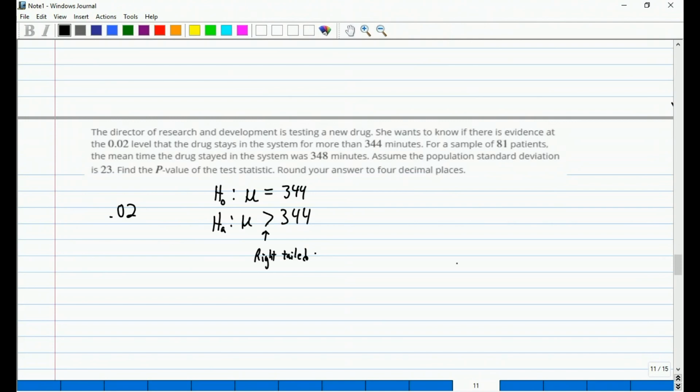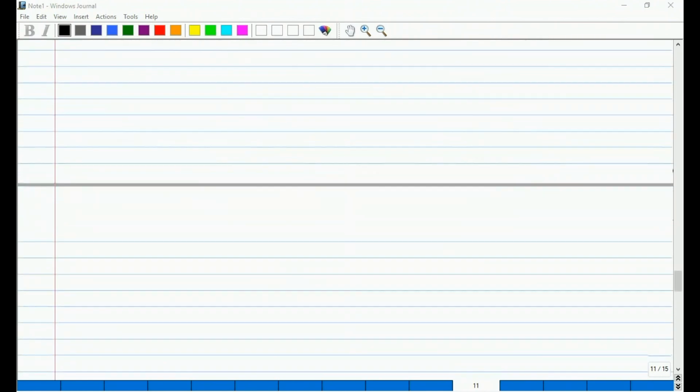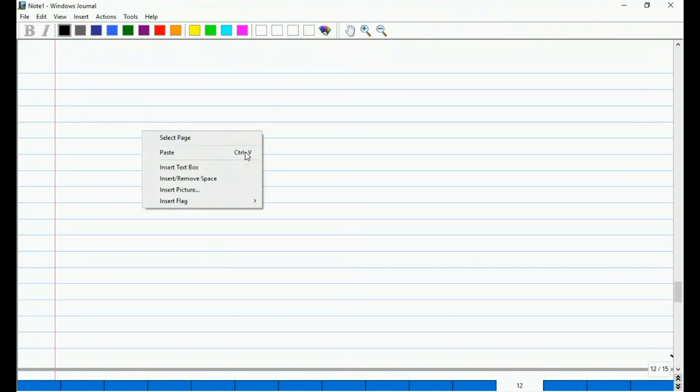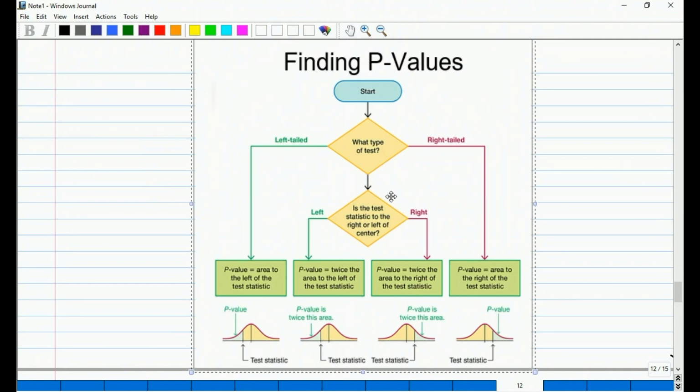All right, the other information here, it says we had a sample of 81 patients, and their mean time was 348. Assume the population standard deviation is 23. The population standard deviation equals 23. All right, so let me pull up that chart. So it's kind of a small chart. I'm going to try to blow it up as much as possible so you can read through it.